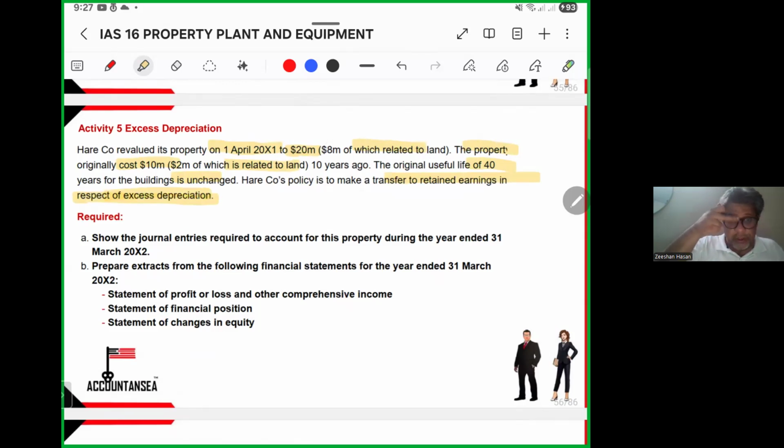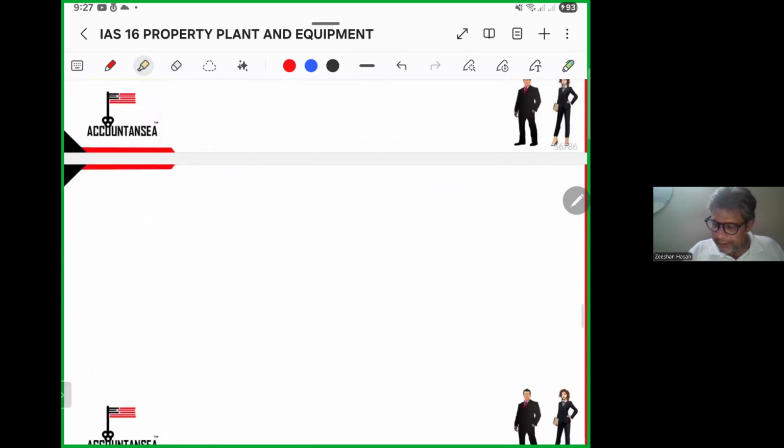Now the requirement is to show the journal entries required to account for this property during the year ended 31st March 2000 X2. Prepare extracts from the following financial statements for the year ended 31st March 2000 X2: statement of profit or loss and other comprehensive income, statement of financial position, statement of changes in equity. So let's start with it.